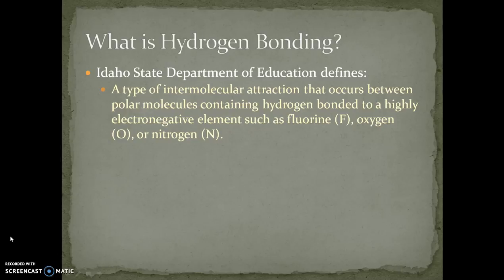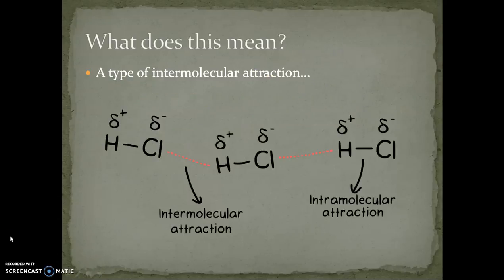Well, the Idaho State Department of Education defines hydrogen bonding as a type of intermolecular attraction that occurs between polar molecules containing hydrogen bonded to a highly electronegative element such as fluorine, oxygen, or nitrogen. Well, this can be a little bit confusing. It's an extremely thick definition, and so what we're going to do first is break this down. The first part of the definition that we are going to look at is a type of intermolecular attraction.